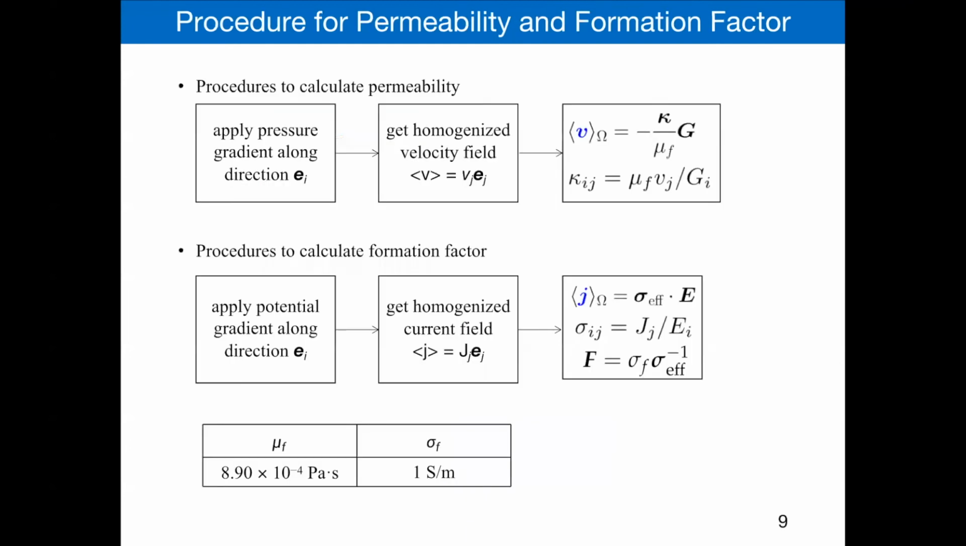To compute the permeability tensor, we first solved for the velocity field by applying a pressure gradient in the e_i direction. Then we homogenized the velocity field and finally computed each component of the permeability tensor from the homogenized velocity. Similarly, the effective conductivity tensor is computed from the homogenized current under a uniaxial potential gradient, and the formation factor is based on the inverse of the effective conductivity.